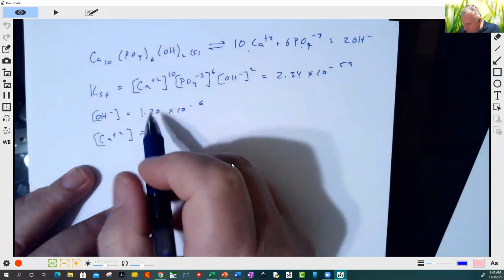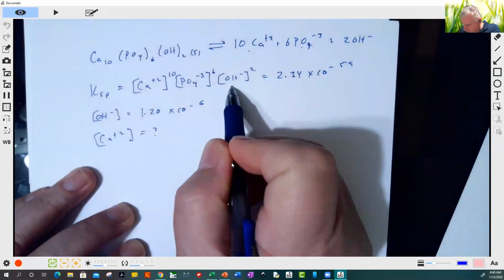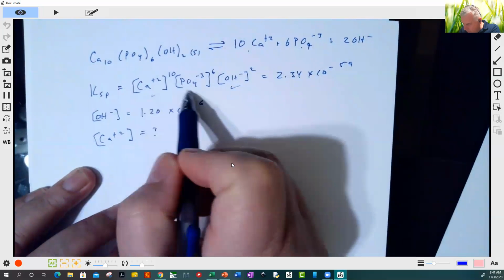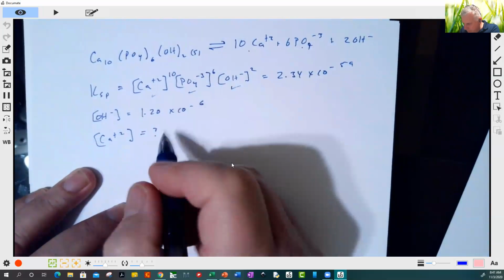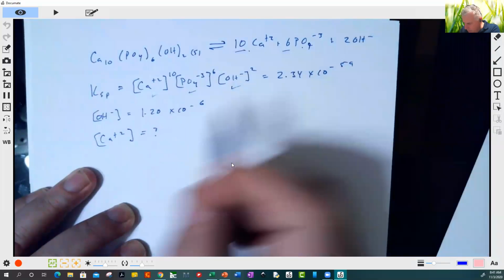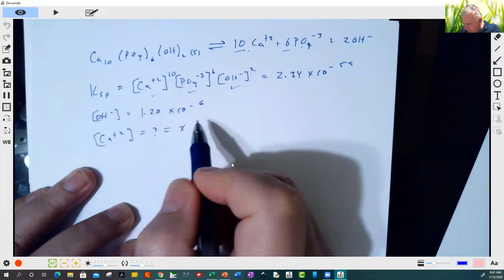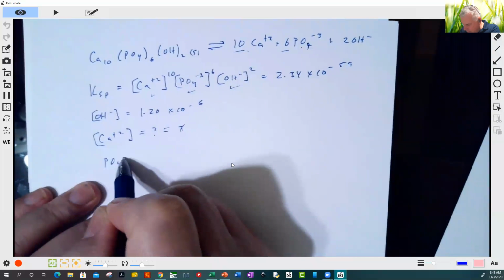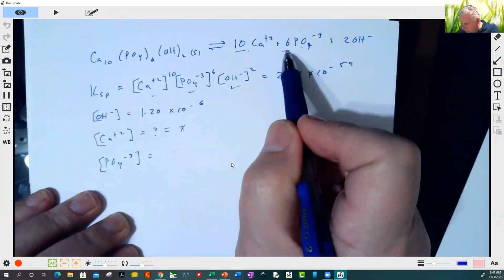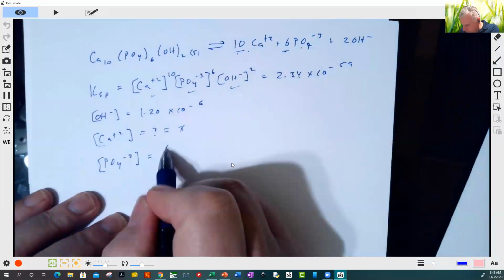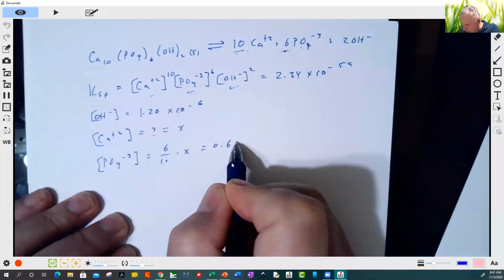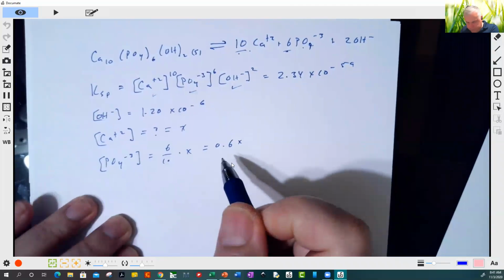So we're just going to assume this is fixed by some other equilibrium in solution. That means that calcium and phosphate are linked stoichiometrically because we make 10 and 6. So if we let calcium be X, then phosphate is going to be equal to 6 over 10 times X, 0.6X.